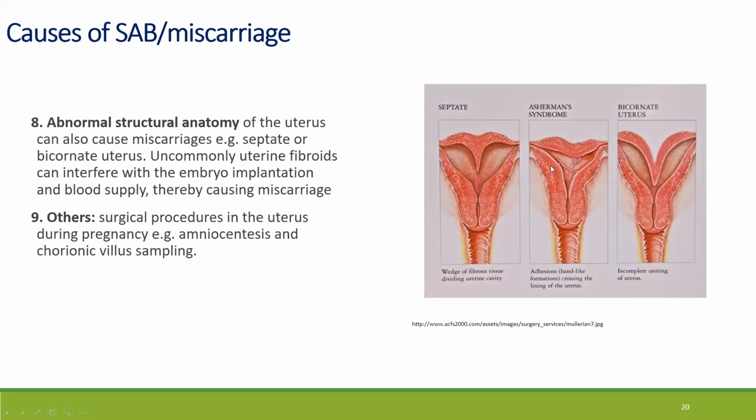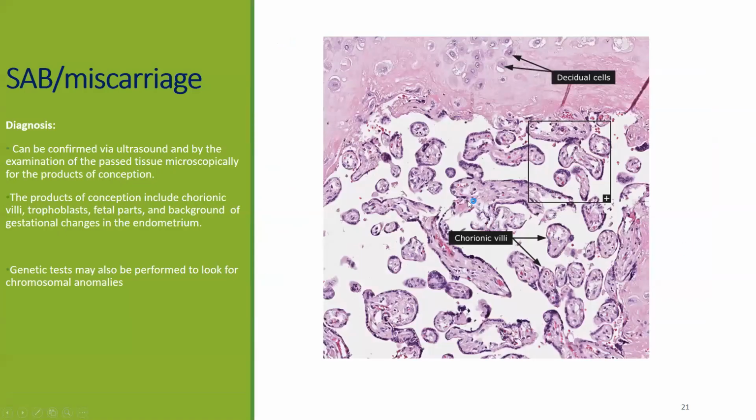Abnormal structure or abnormality in the uterus: Asherman syndrome, where we see adhesions, is a risk factor. The septate uterus, a wedge of fibrous tissue in the uterus, is a cause. Bicornuate uterus, where the uterus looks like it has two horns, is a risk factor or a cause of miscarriage or spontaneous abortion.